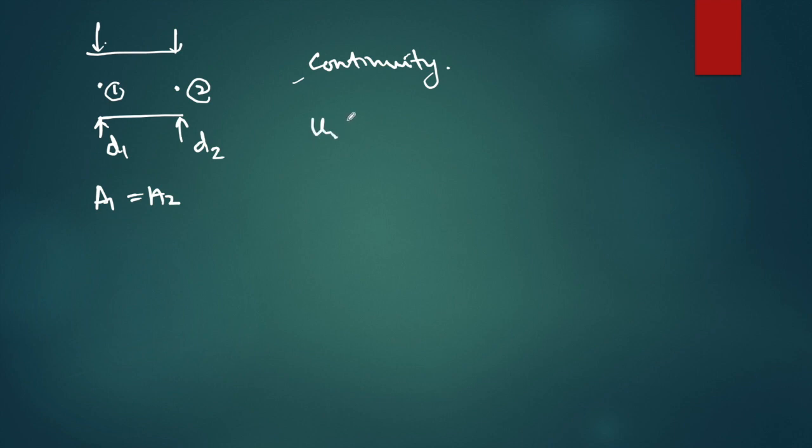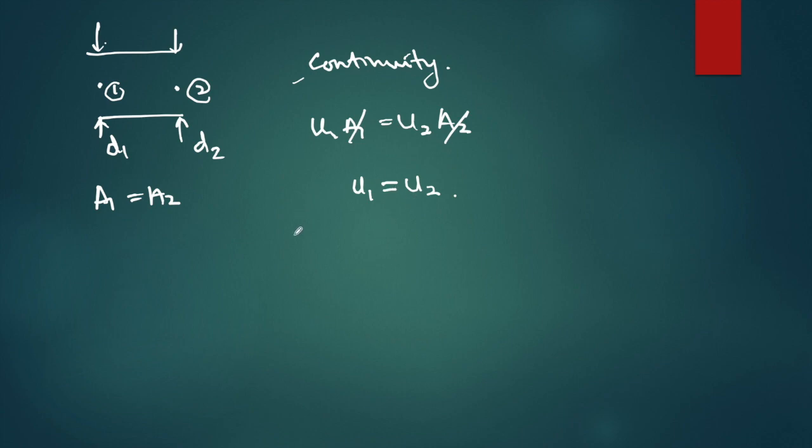Okay, take a look at the continuity equation. We have u1 a1 equal to u2 a2. From here we know that area 1 is the same as area 2, so therefore we can cancel out. So u1 is equivalent to u2.